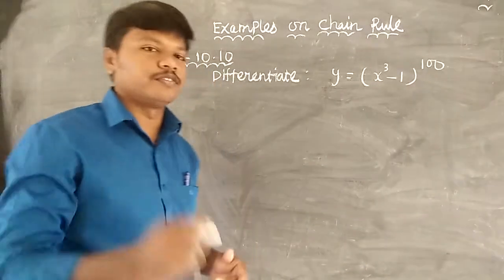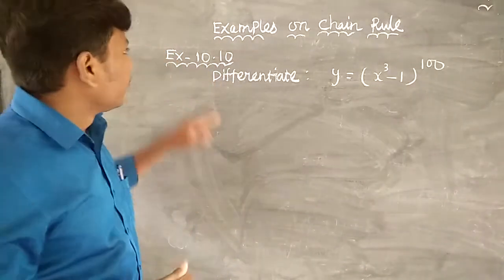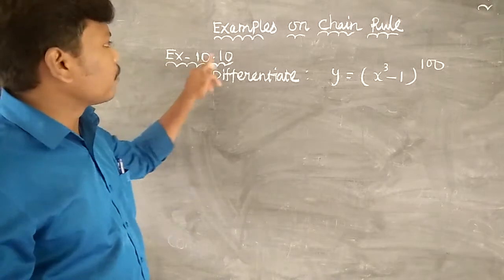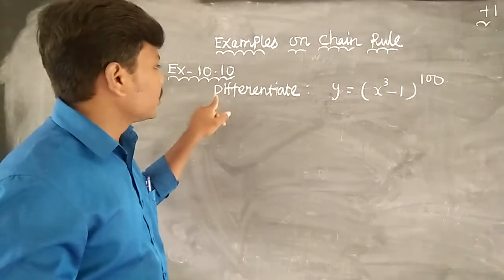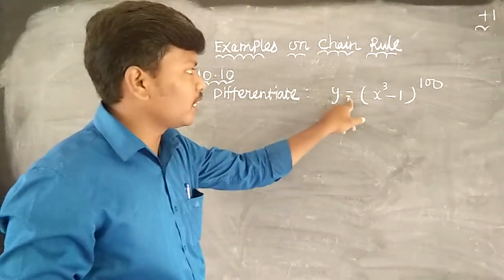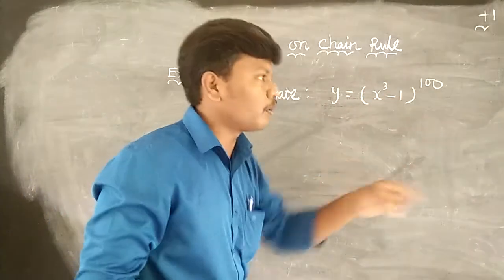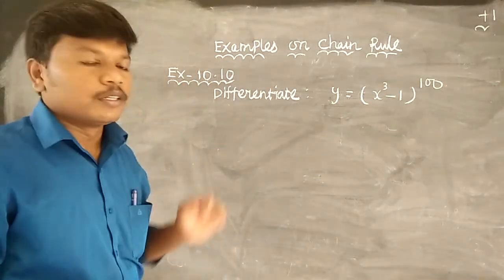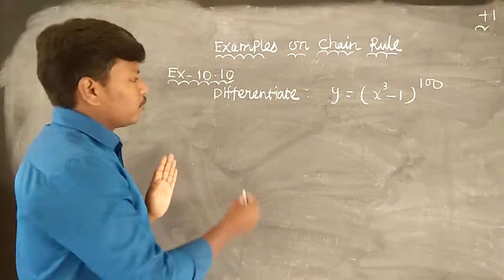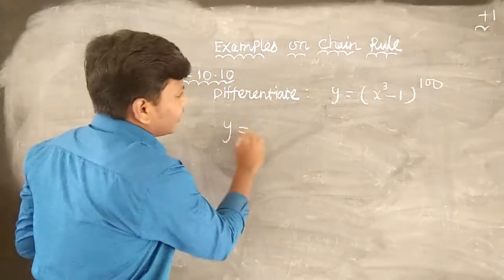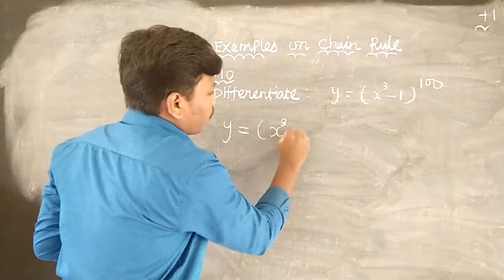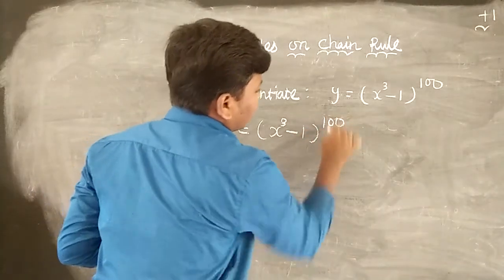Okay, students, we are going to see the next problem on chain rule. Example 10.10. The question is: differentiate y is equal to (x cube minus 1) whole power 100. Okay, so look at the problem. The given question is y is equal to (x cube minus 1) whole power 100.